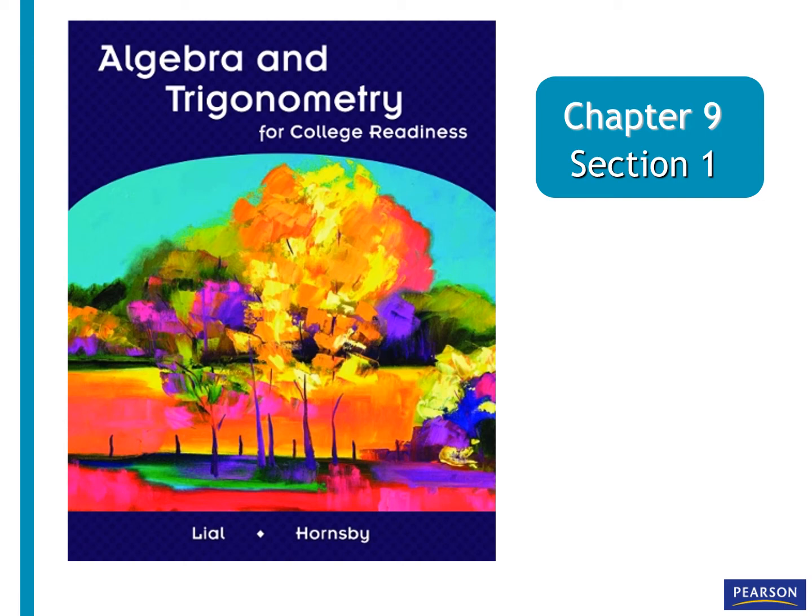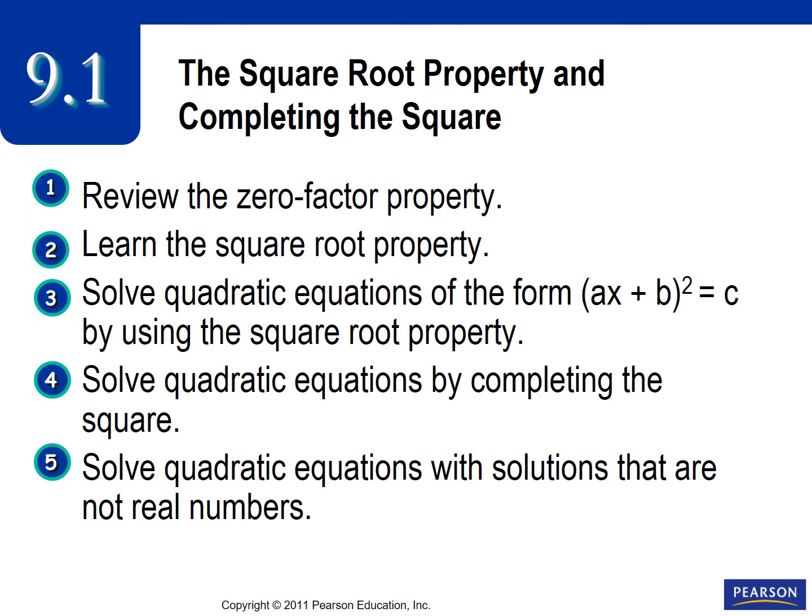All right, let's move on to Chapter 9, Section 1. And this is the square root property and completing the square. In this section, we're going to review what's called the zero factor property. We're also going to learn the square root property, solve quadratic equations of the form (ax + b) squared equals c by using the square root property, and solve quadratic equations by completing the square. So we're going to do these 4 sections.